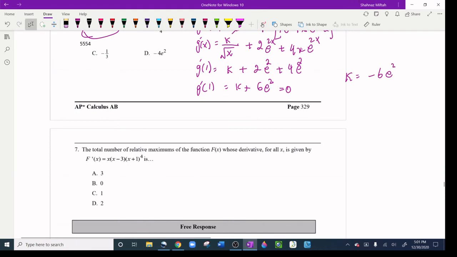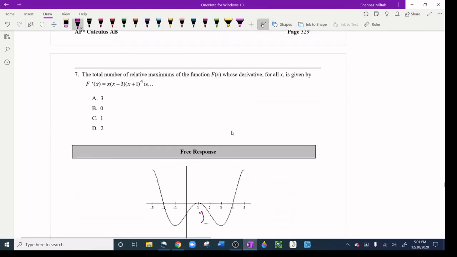Now here's question number 7. The total number of relative maximum. I just need to give them how many relative maximum I have. What is relative maximum? Derivative equals 0, critical points, a sign chart, and positive to negative. So the derivative is already there. This is f prime, so I just have to make it equal 0.